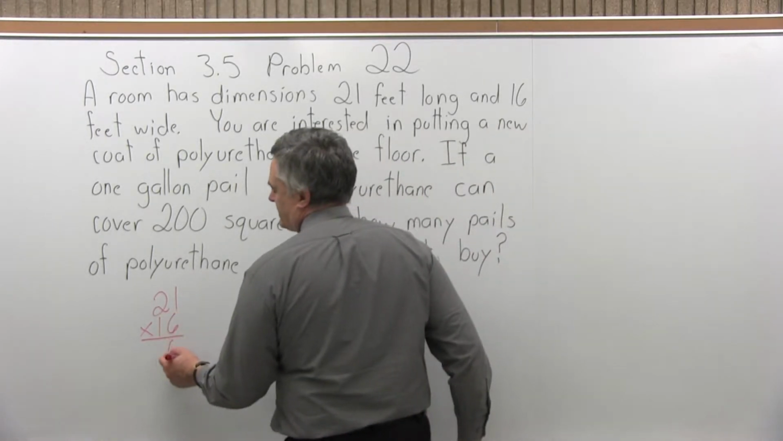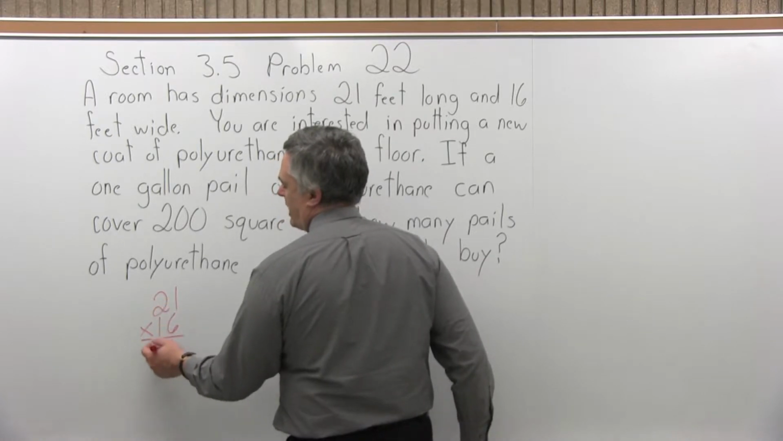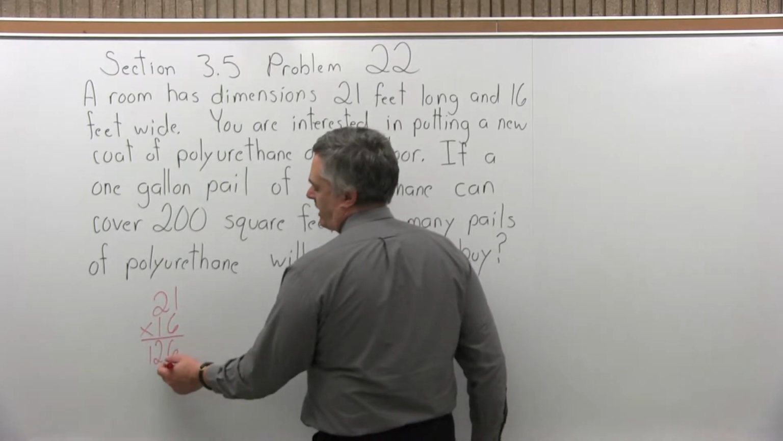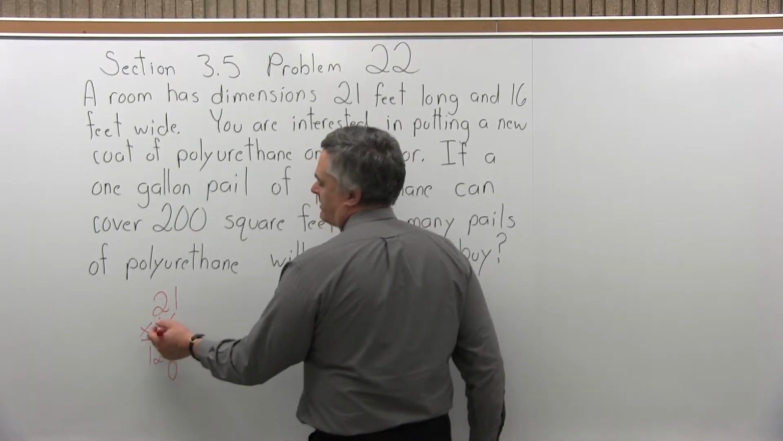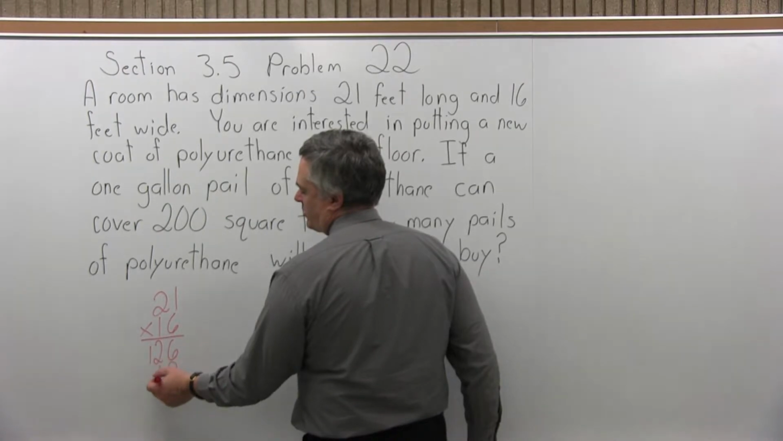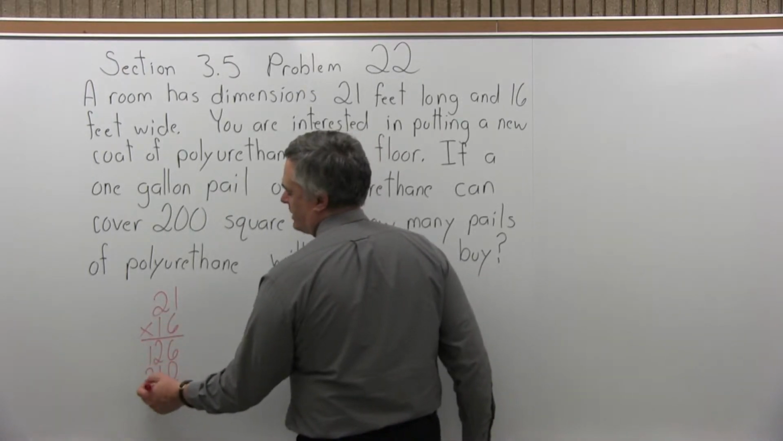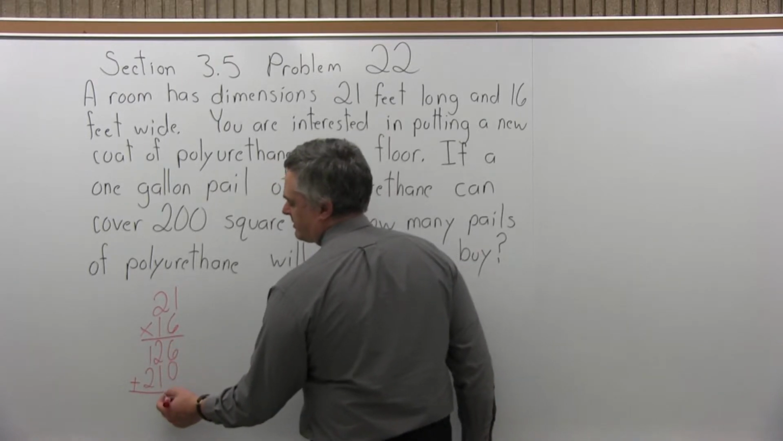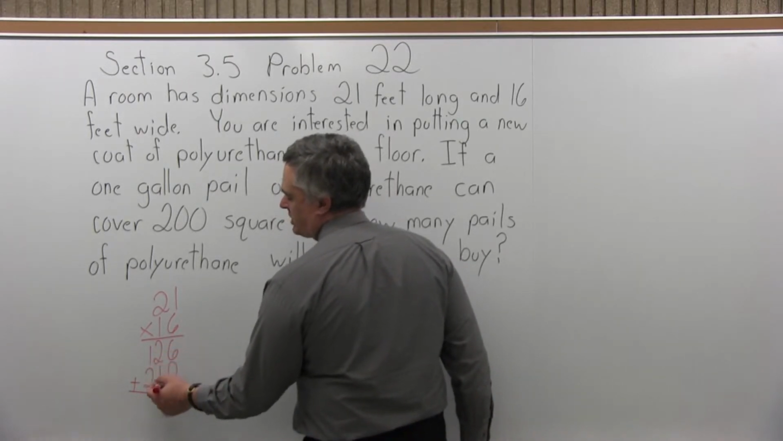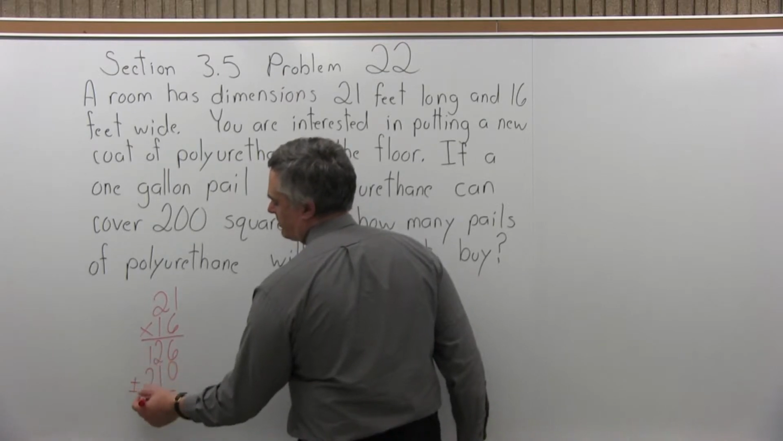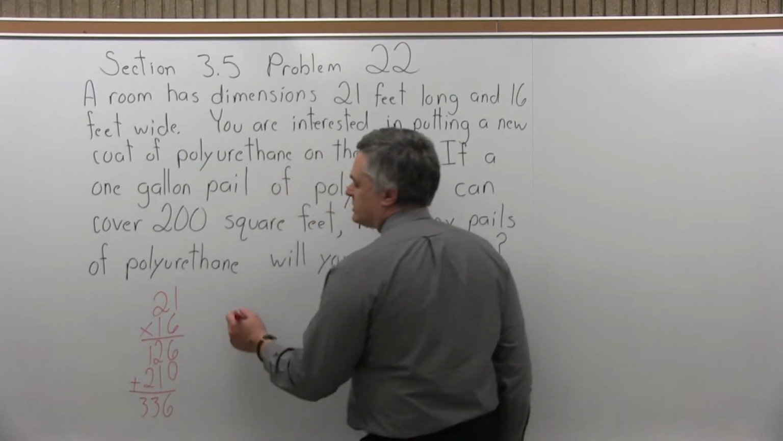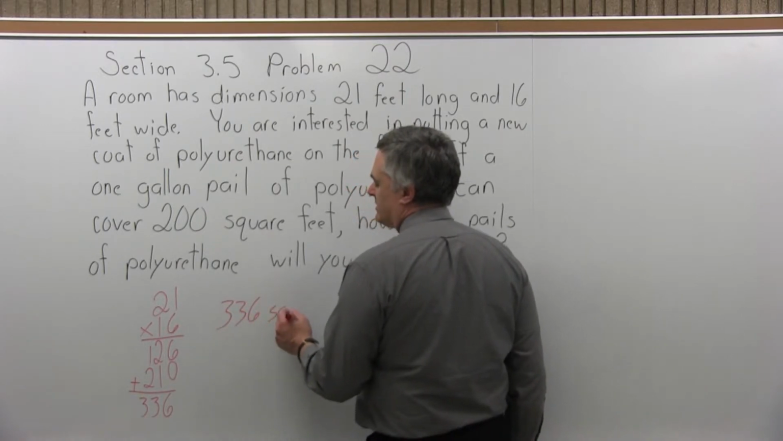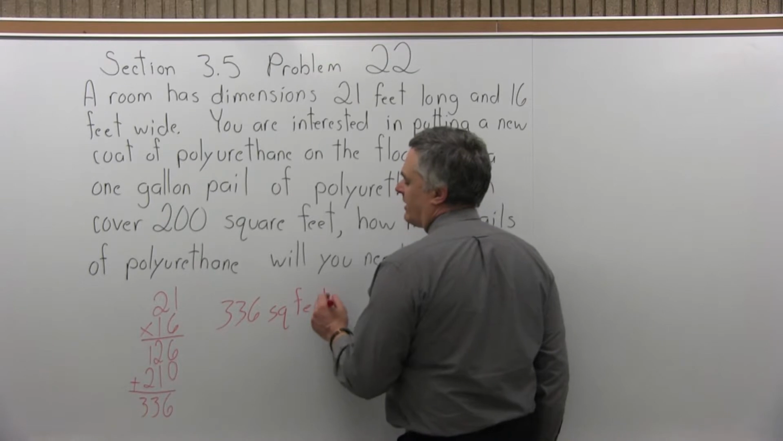6 times 1 is 6. 6 times 2 is 12. Now, that takes care of the 6. For the 1, I want to start with a 0, then multiply through the 1. 1 times 1 is 1. 1 times 2 is 2. And then I can add those results together. 6 plus 0 is 6. 2 plus 1 is 3, and then 1 plus 2, another 3. So that big room has 336 square feet of surface area.